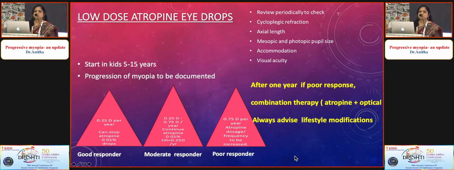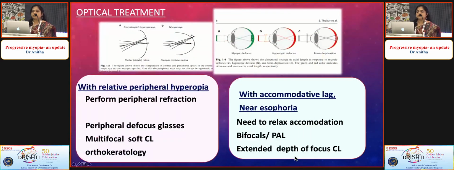With low dose atropine in clinical practice, the consensus is to start in children between 5 to 15 years, and the progression needs to be documented. Only when the progression is documented do you start. You need to do cycloplegic refraction, axial length measurement, pupil size, accommodation and visual acuity. After 1 year, children who progress more than 0.75 even after the atropine have a poor response. Less than 0.25 is considered a good response, and in between is a moderate response. Usually we give it for 2 years, and then after 2 years we start tapering. That is what is recommended.